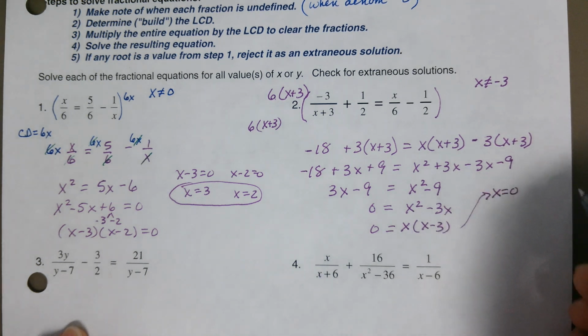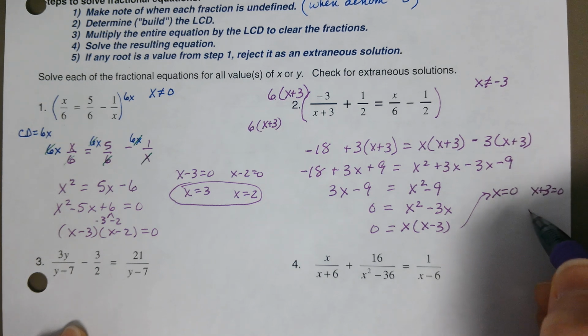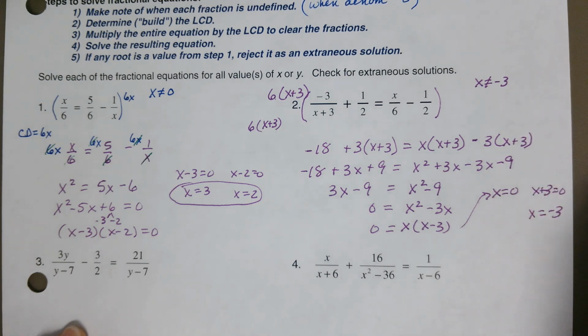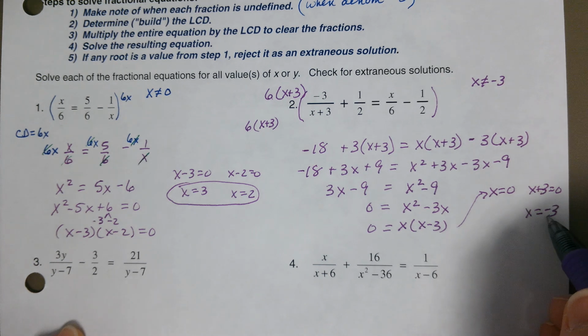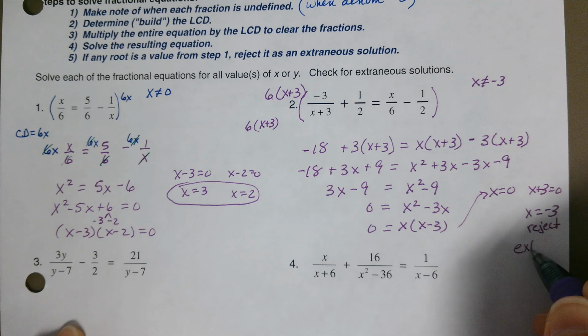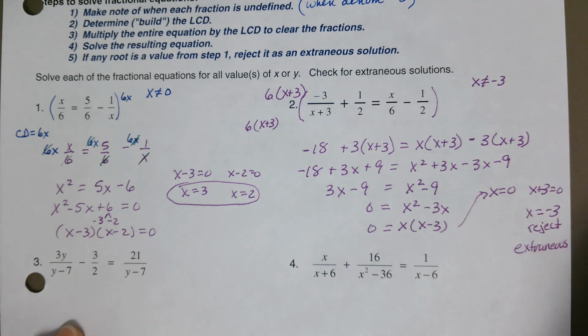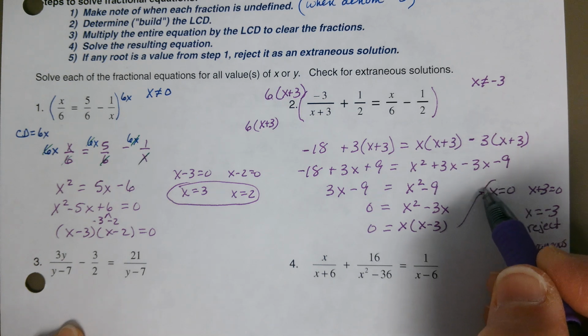X equals 0 and x plus 3 equals 0. X equals negative 3. But we have to reject this as extraneous. X cannot equal negative 3. Our only solution is x equals 0.